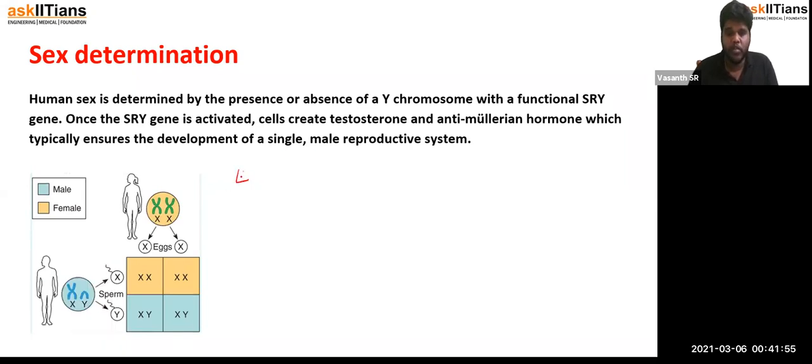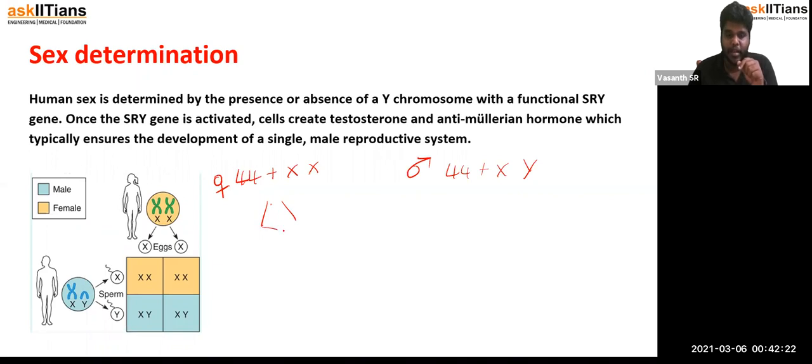So it could be 44 plus XX. So this is a female individual. This is the body somatic chromosome, and this here is the sex chromosome. Now, in the case of male, it would be 44 plus XY. Now, during the process of gamete formation, there are possibilities of gamete formation.